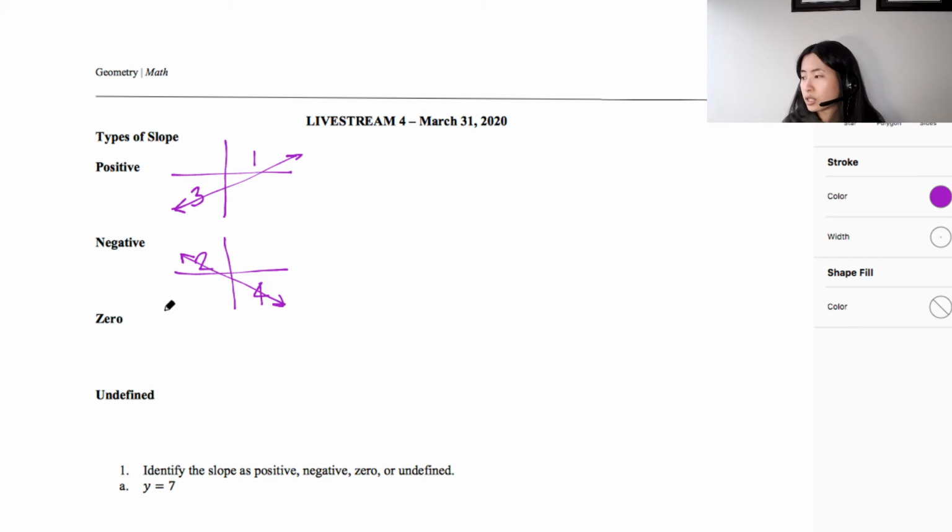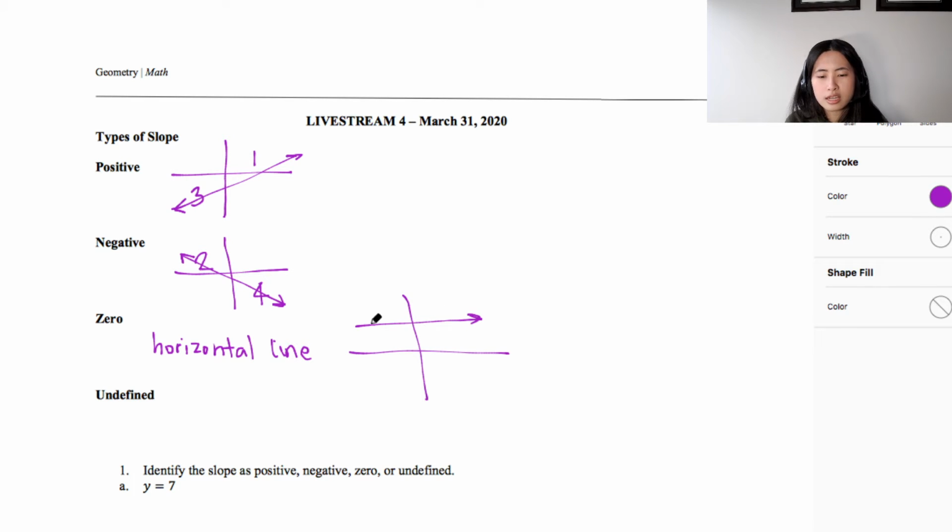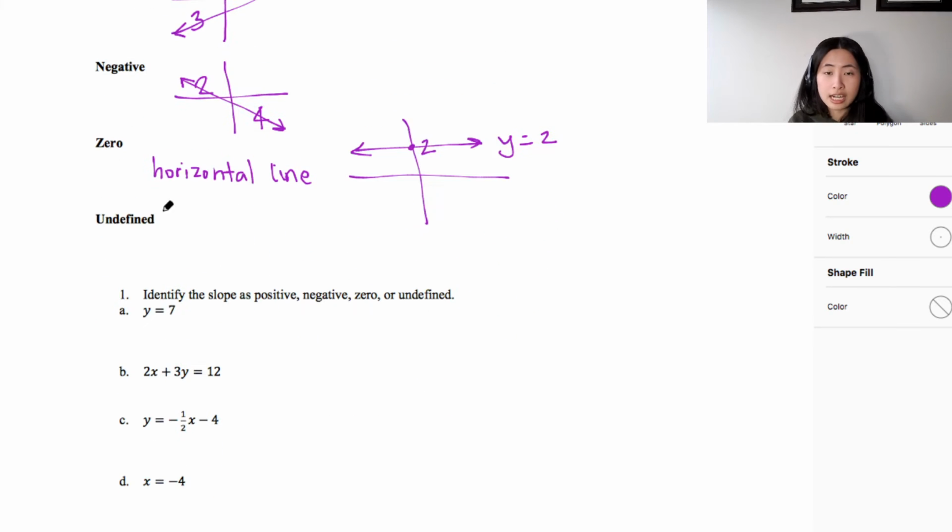Great. So now that we have that, we're looking at 0, right? So what does it mean when your slope is 0? It's literally a horizontal line, right? So if we have a horizontal line, let's say we have y is equal to 2. So we just have a constant, y is equal to 2. That means this is a slope of 0, right? And then when we have something that's undefined, that means we're looking at a vertical line.